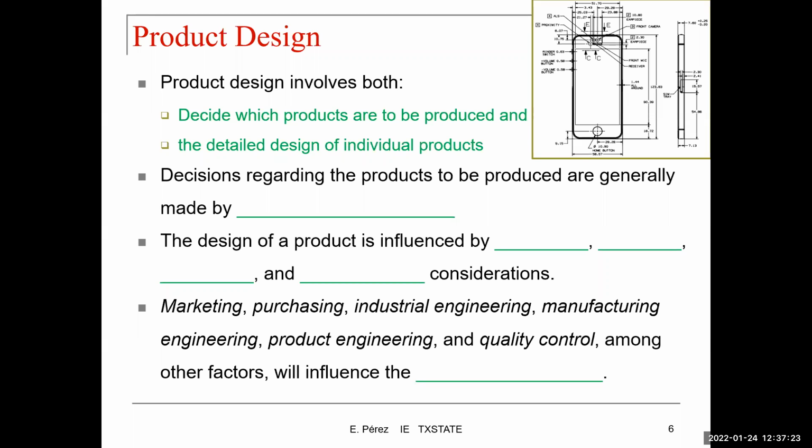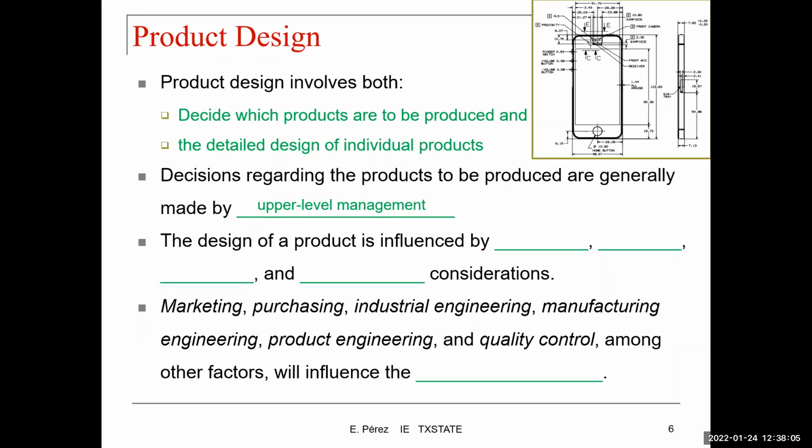And then once you have made that decision, you have to come up with a specific detailed design of the individual products. The decisions regarding the products to be produced are generally made by the upper level management. So we as engineers might not have a vote in terms of which products we are going to put out for the customer. This is typically done based on market analysis. People from marketing will understand what the customer needs are, and how the market is in terms of being available or not for the company.